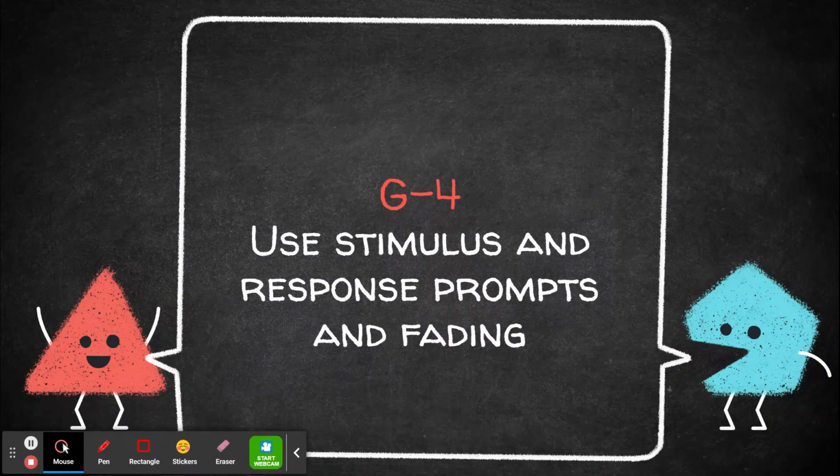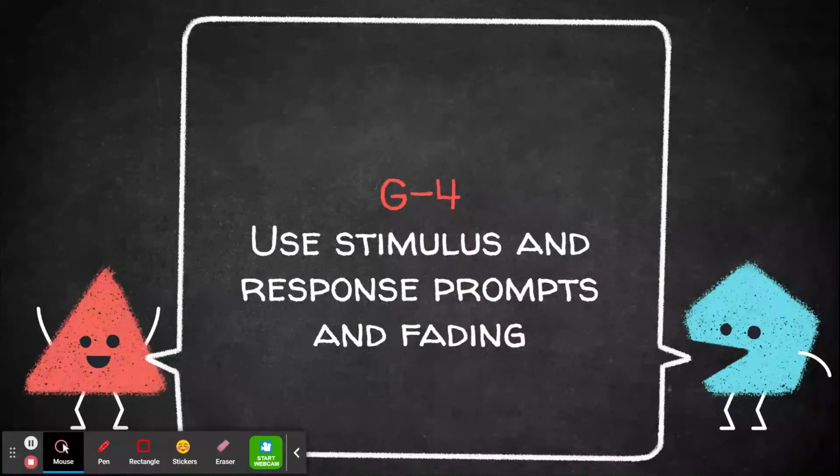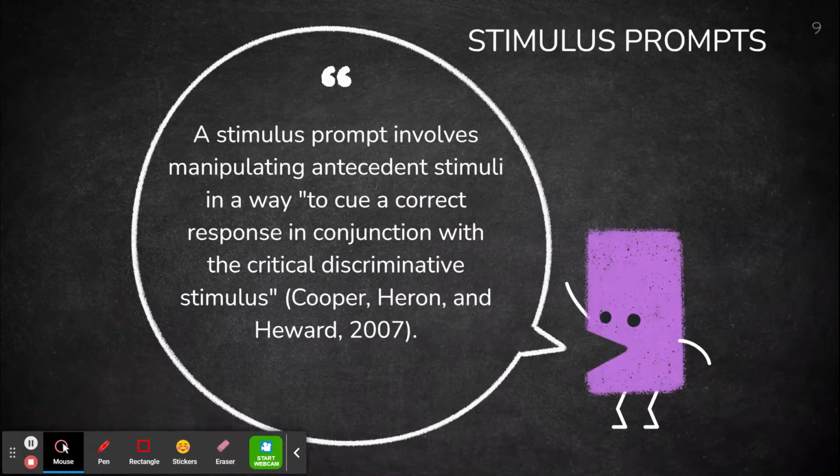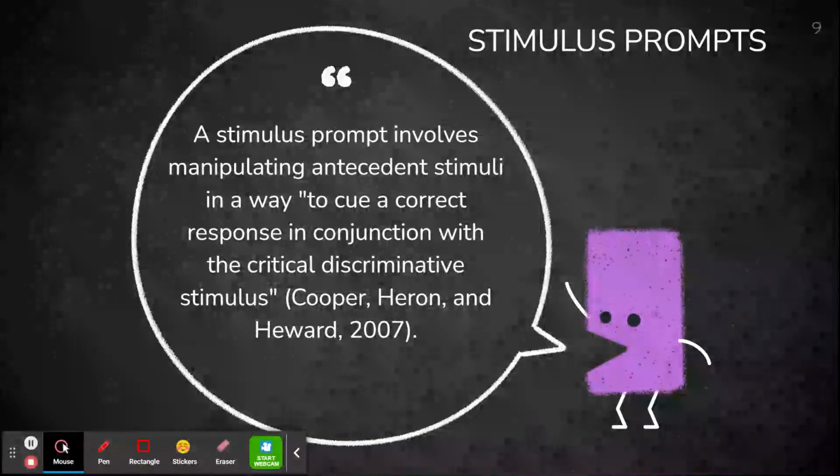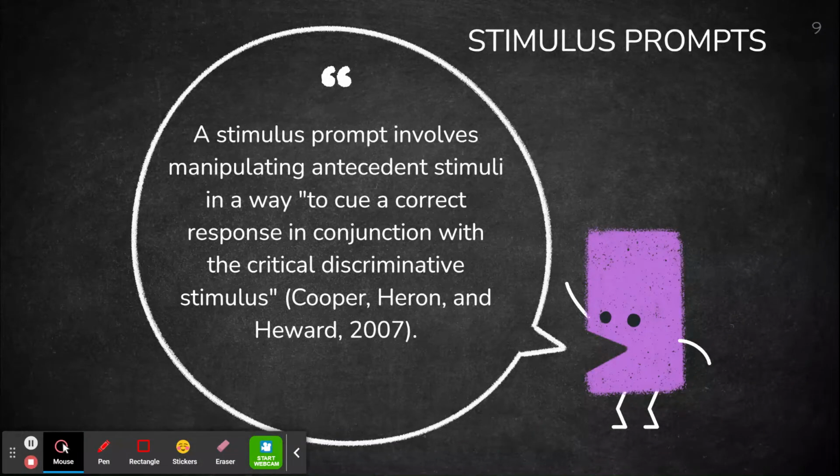So, G4, this one is use stimulus and response prompts and fading. So, what is a stimulus prompt? The Big White Bible would say a stimulus prompt involves manipulating antecedent stimuli in a way to cue a correct response in conjunction with the critical discriminative stimulus. And that's a mouthful. So, basically, stimulus prompts cue a correct response.